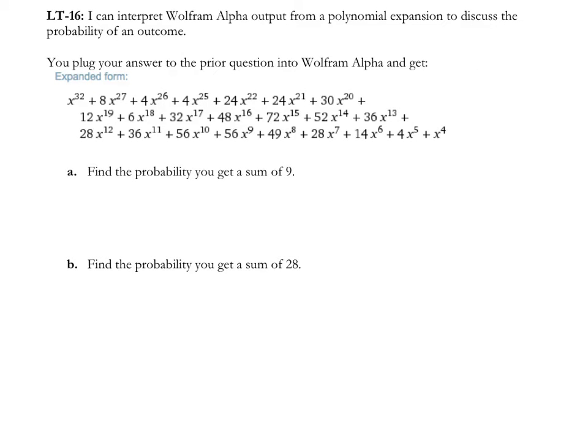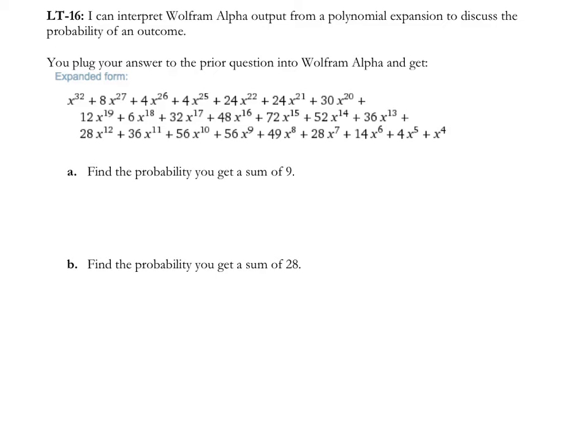So now let's look at Learning Target 16. Learning Target 16 says I can interpret Wolfram Alpha output from a polynomial expansion to discuss the probability of an outcome. In the last problem, we came up with a polynomial power to represent that spinner situation. The idea is that if you actually multiply out that polynomial power, it gives you more information about the situation. So we usually use this computing software, Wolfram Alpha, to do some crazy math that would take us way too long to do by hand.